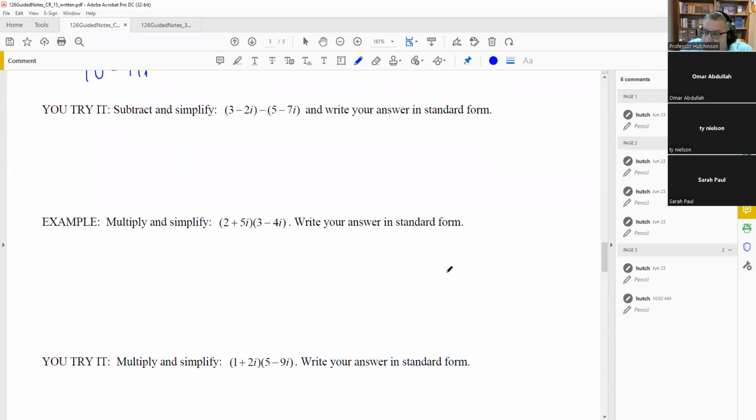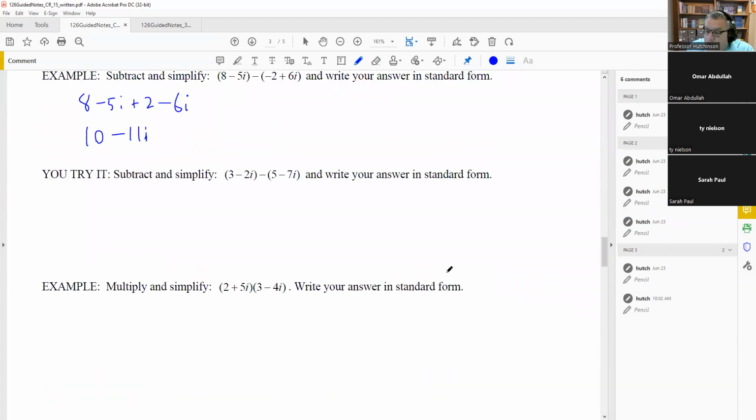We got another one of these, a you try it problem. So we'll just go ahead and do this one as well. Again, with these, you want to distribute the minus sign. So we have 3 minus 2i, and then we have minus 5. And then this is going to be a plus here because you have a minus and a minus. So we have plus 7i. It switches both those signs. Then we have 3 minus 5, that's going to be negative 2. You have negative 2i plus 7i, and that's going to give you a plus 5i.